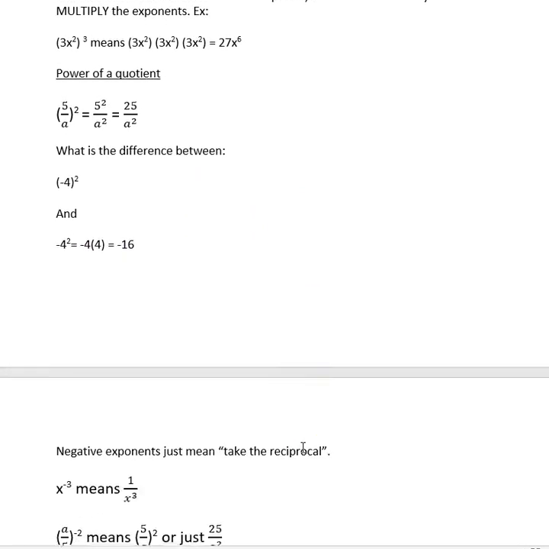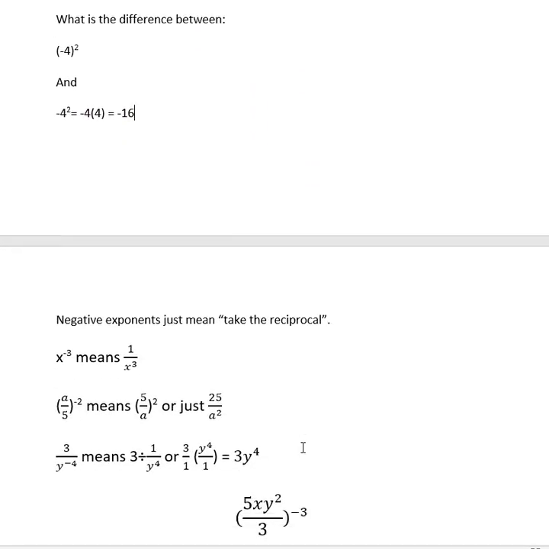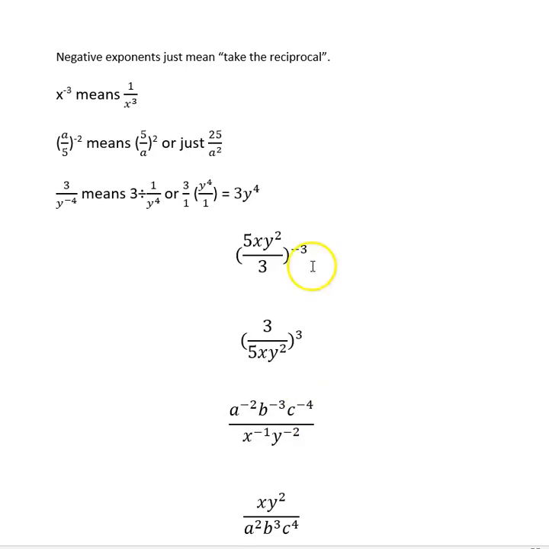Now let's move on to negative exponents. What a negative exponent means is take the reciprocal. It has nothing to do with a negative number. It is not negative. It just means take the reciprocal. So when we have x to a negative third power, it means 1 over x to the third. When you take the reciprocal, that essentially removes the minus sign in the exponent.